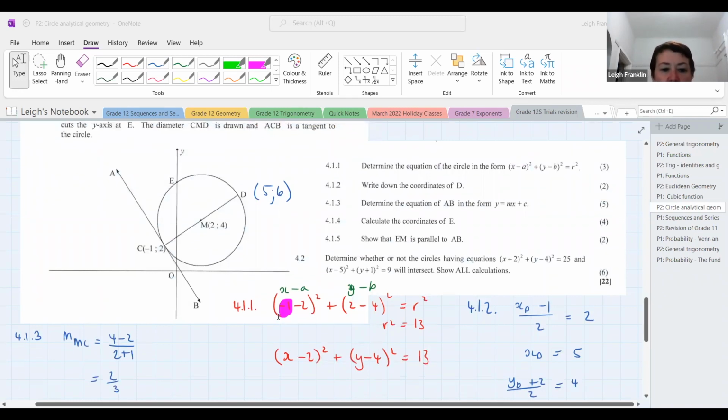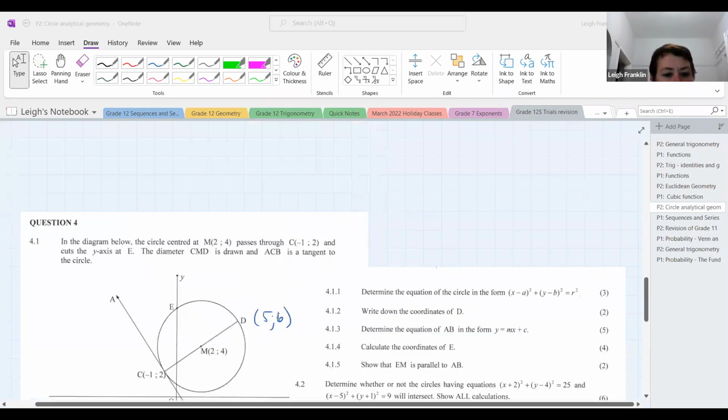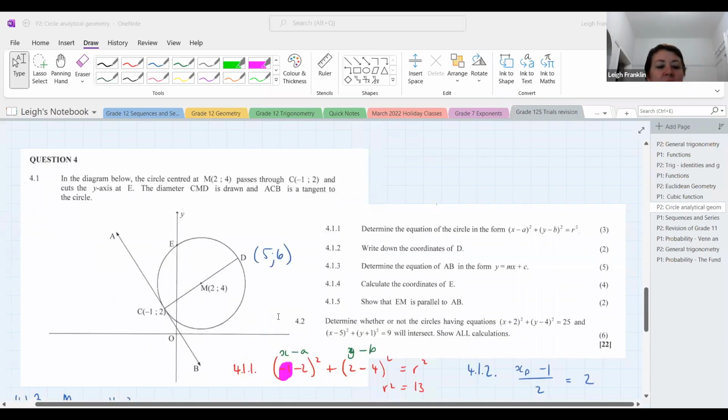All right, next question. Show that, no, sorry, not show that. Calculate the coordinates at E. So they don't say, oh, they do, and cuts the y-axis at E. That means that E is a y-intercept. Please, will you work out the coordinates at E?